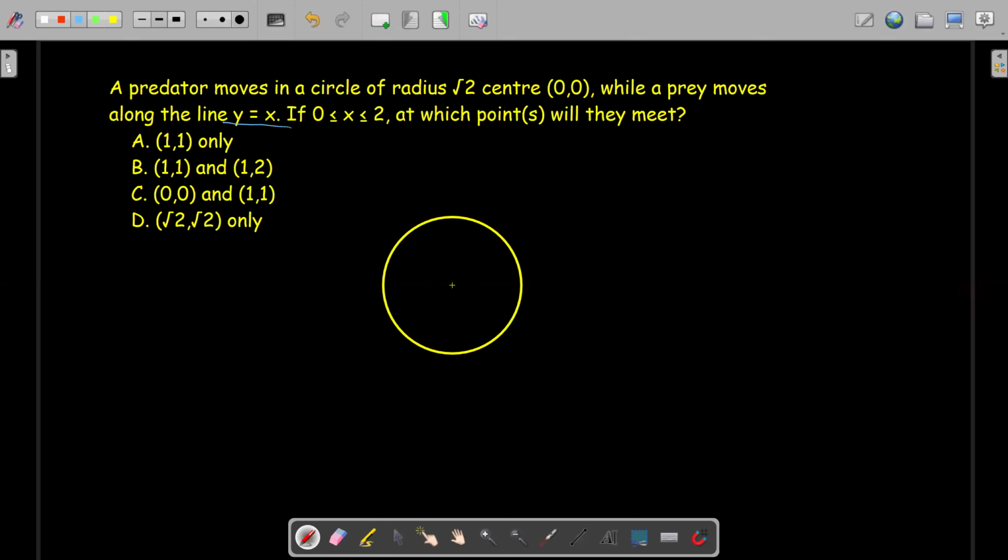You recall that the general equation of a straight line is y equals mx plus c. If you compare this with what we have, y equals x, it means the constant here is 0. That is, the intercept on the vertical axis is 0, and the slope is simply 1. So let's draw our axes. Let's say this is the y-axis, and this is the x-axis.